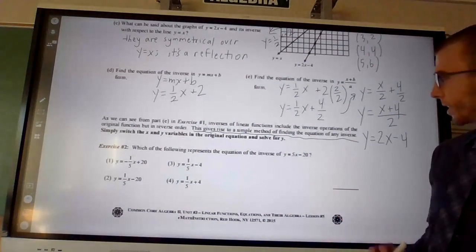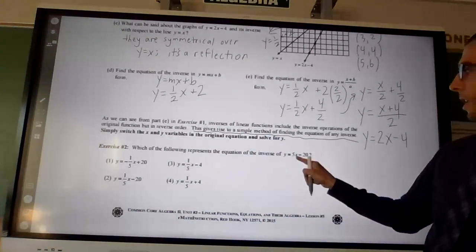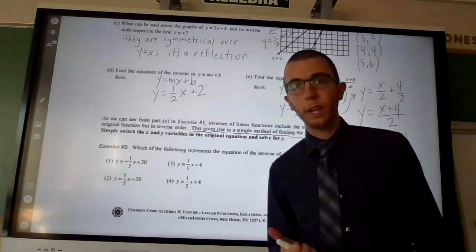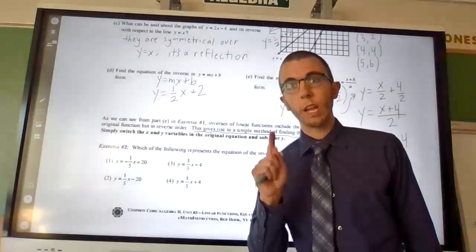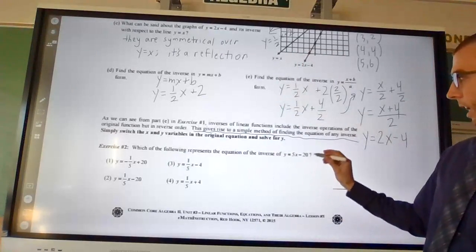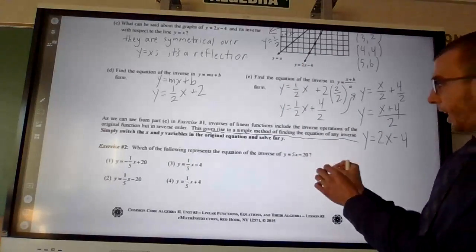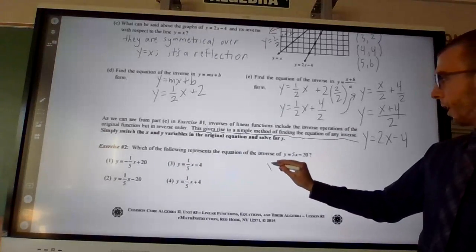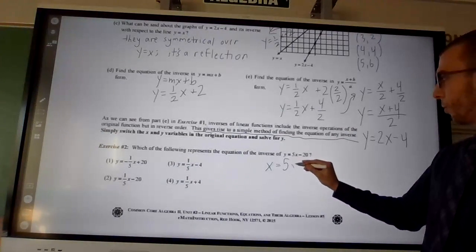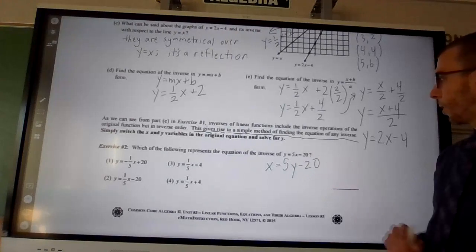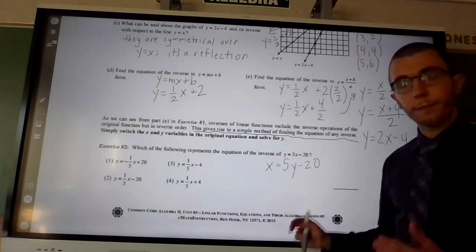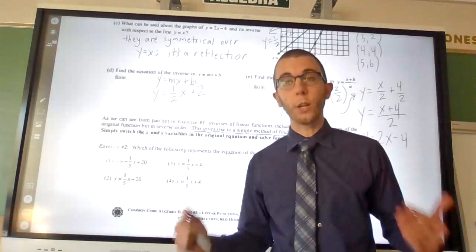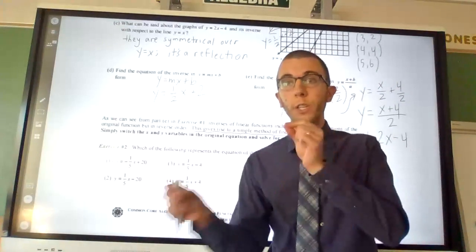So let's see how that plays out here in this first exercise. We have y equals 5x minus 20. So what was the first thing that we said we needed to do? Switch x and y. To do that, you literally put x where y was and put y where x was. So I have x equals 5y minus 20. That's the first step. If you think that's too easy, that's good. It should be easy. You're just switching places.